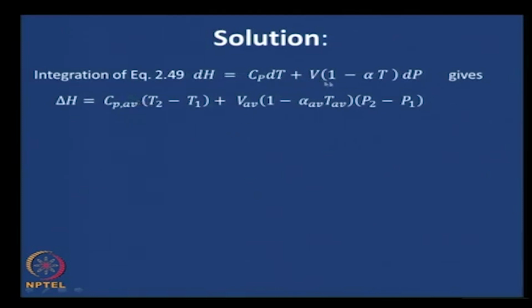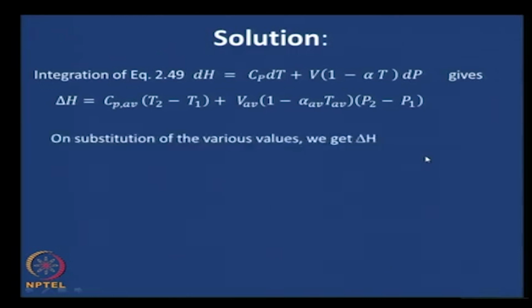Here if you integrate this, this is molar volume, we will again take this to be a constant, it may not be a bad assumption, times 1 minus alpha average T average dP is P2 minus P1. Now why do not you substitute the various values to get delta H? Since there are some calculations involved, why do not you take about 15 minutes.